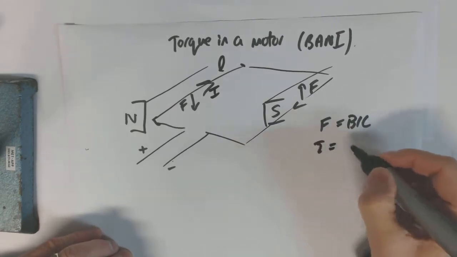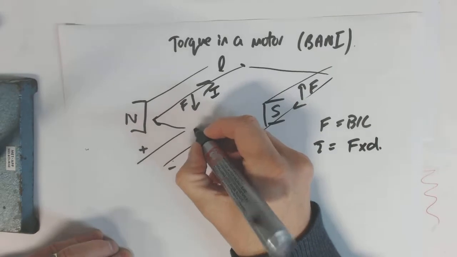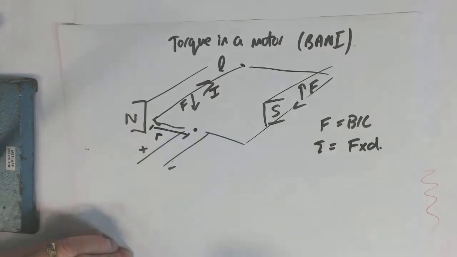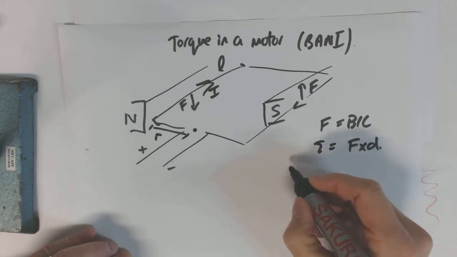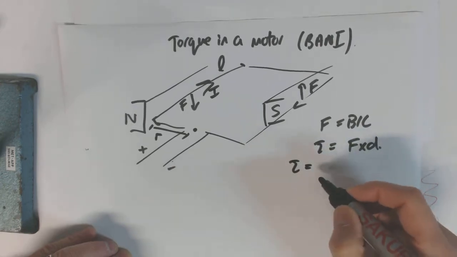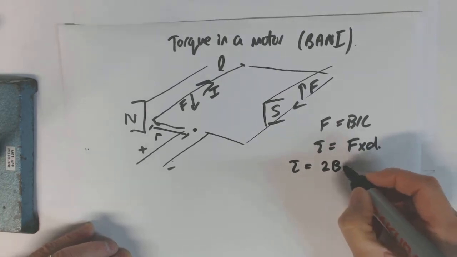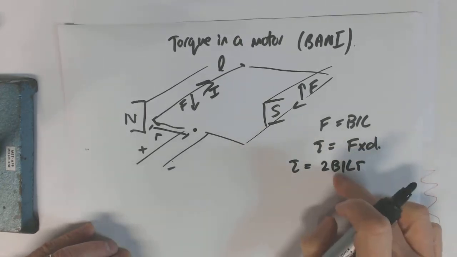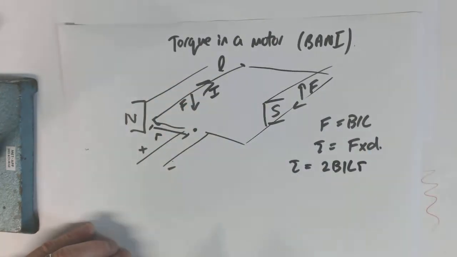Now we know that torque equals force times the distance. What distance are we talking about? In this case, that force is down. We need to give that distance across here a measurement. We'll call it R. So we can say the torque is equal to 2BIL times R, right? BIL is the force, R is the distance from the torque equation, and there's two of them because there's two sides.